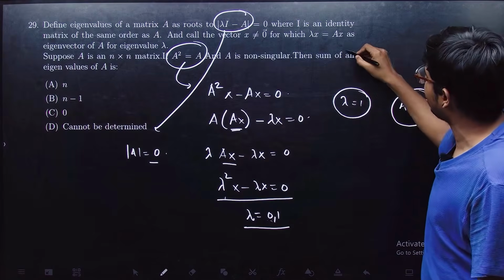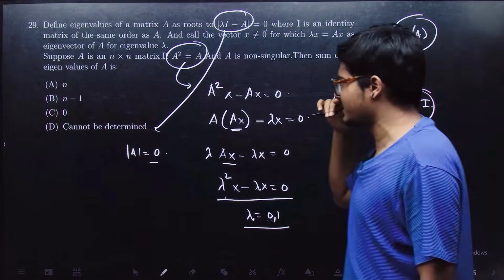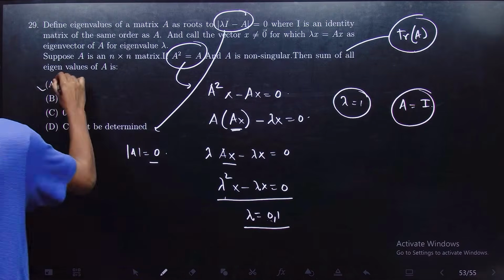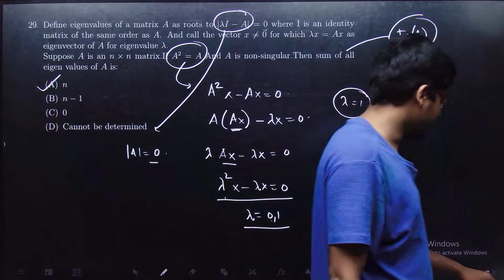So remember, sum of the eigenvalues is always nothing but the trace of the matrix, right? So what is the trace of this matrix going to be? It's an n cross n matrix. So the sum of the diagonal elements is going to be n, okay? As simple as that, okay? So this is question 29.